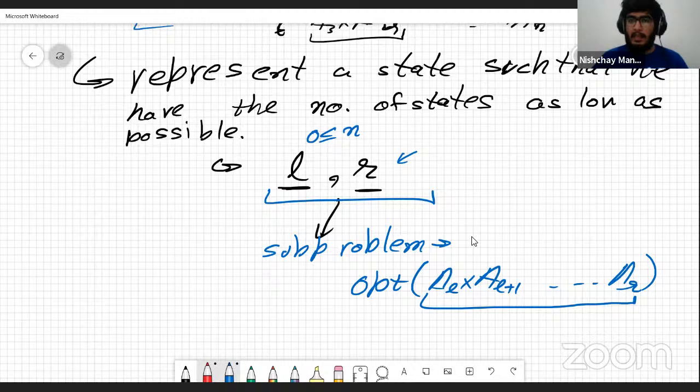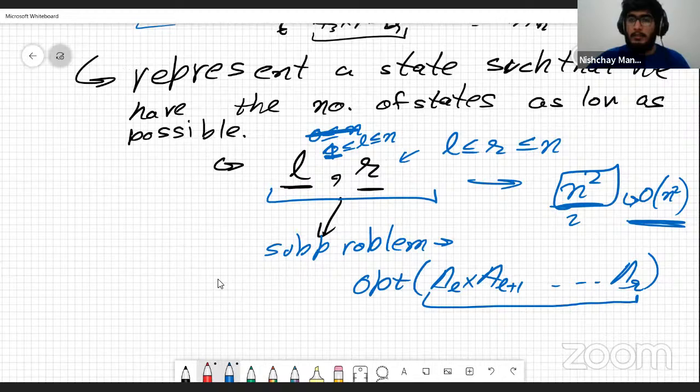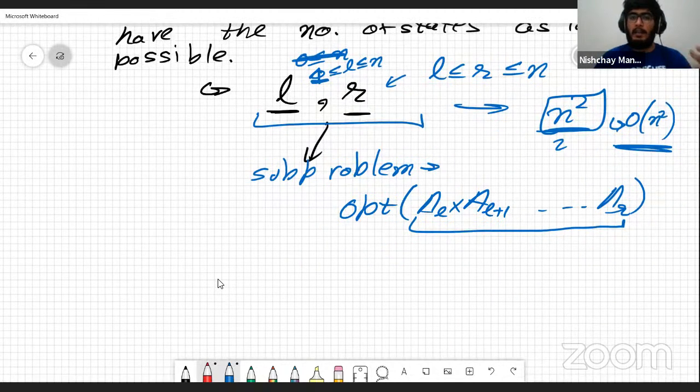And R can be anything from basically L is less than or equal to R is less than or equal to N. And here 0 is less than or equal to L is less than or equal to N, right? So here we are going to have N square states, because L can go from 1 to N, sorry, this should be 1, from 1 to N, and R can go from L to N. So we can have N square states here, or N square by 2, whatever you want to say. Basically, we are going to have big O of N square states. So this is how we try to find out the states.